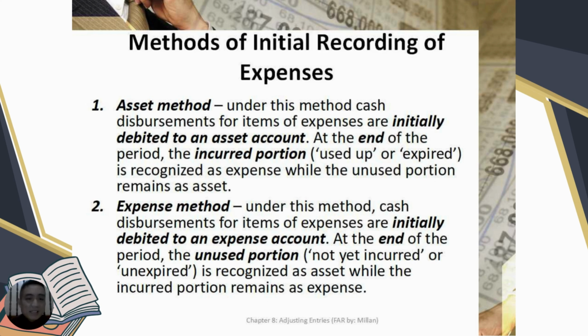Under the expense method, cash disbursements for items of expenses are initially debited to an expense account. At the end of the period, the unused portion, not yet incurred or unexpired, is recognized as an asset while the incurred portion remains as expense. So you need to record that as an asset if it has not yet been used. The portion used should be recorded as expense.